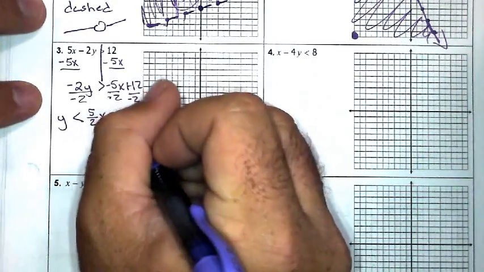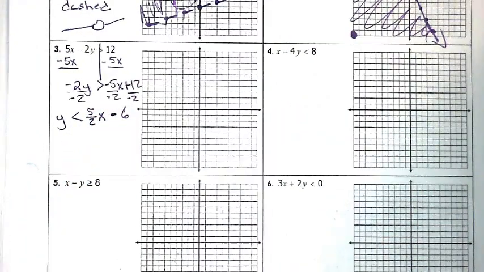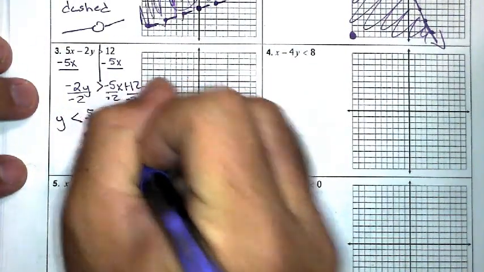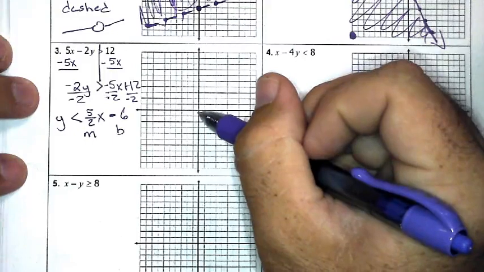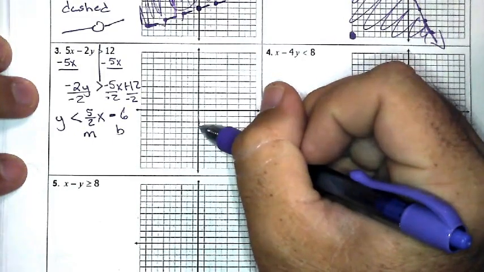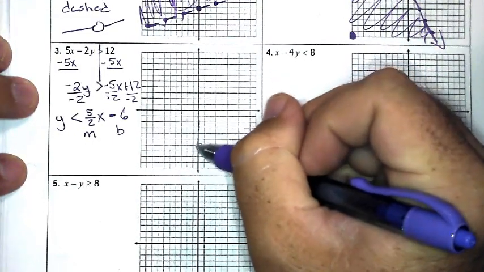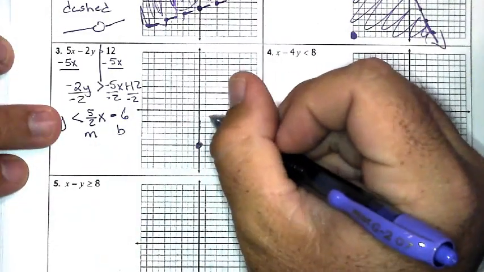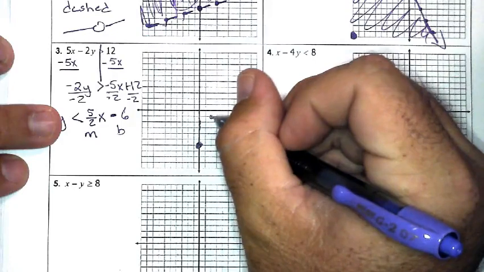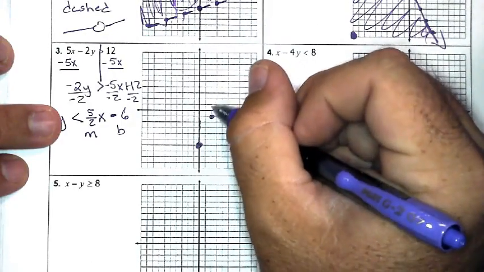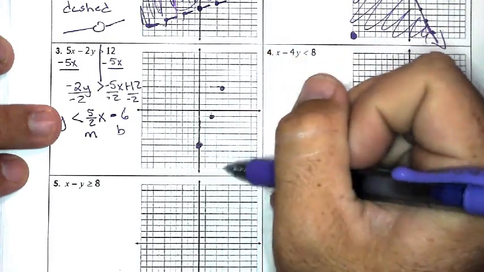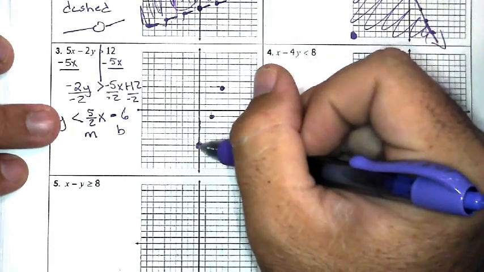I now have my slope-intercept form, aka slope and y-intercept. I go to -6, which my eyes are going cross-eyed looking at this. There we go. Now I have a positive slope, so I'm going to go up 5 over 2. Up 5 over 2. Okay. Sweet.